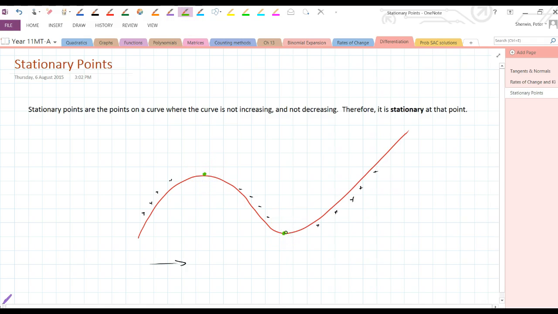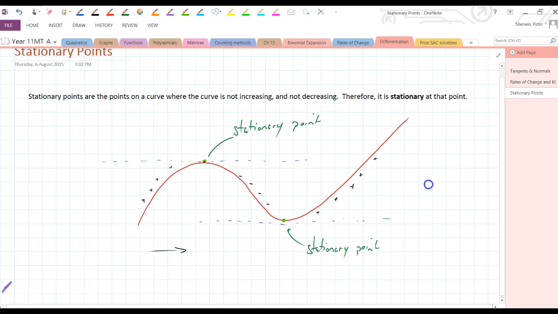Now, what do we know about those points? Well, if we draw a tangent there, we get a horizontal line, so a gradient of 0 at that point. So the gradient of the tangent equals 0 at those points. These are our stationary points. A stationary point doesn't specify whether it's a maximum or a minimum. We'll get around to that another time, but it just refers to where a point is stationary in terms of its rate of change.